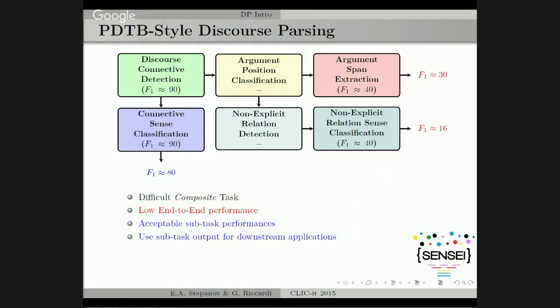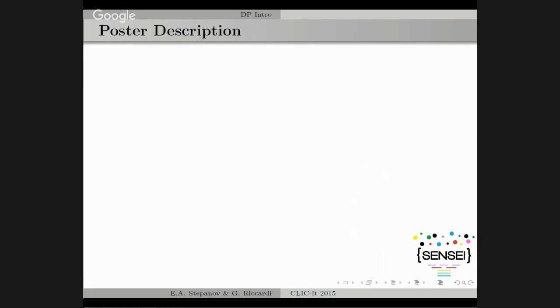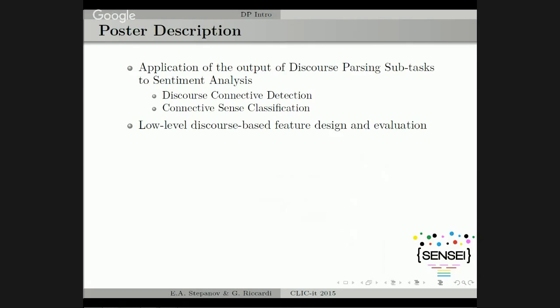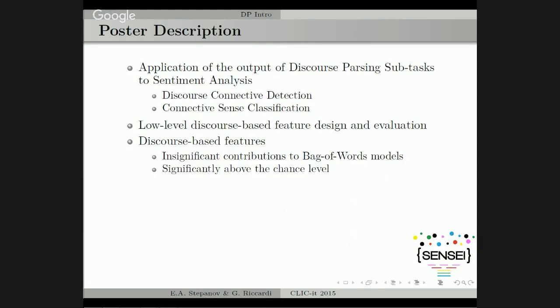So in our work, we use the output of just these two well-performing tasks and apply it to sentiment analysis. We design discourse-based features and evaluate them. We observe that even though they make an insignificant contribution to a bag-of-words model, which is a very strong baseline, a kind of state of the art with support vector machines, the models using just discourse features perform quite above the chance level. So for further details, please come to the poster.